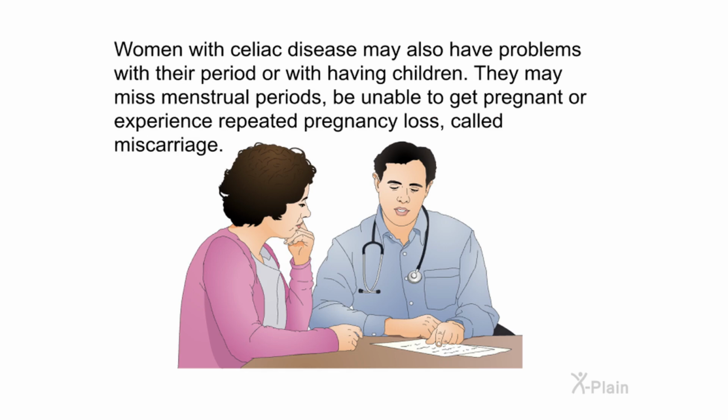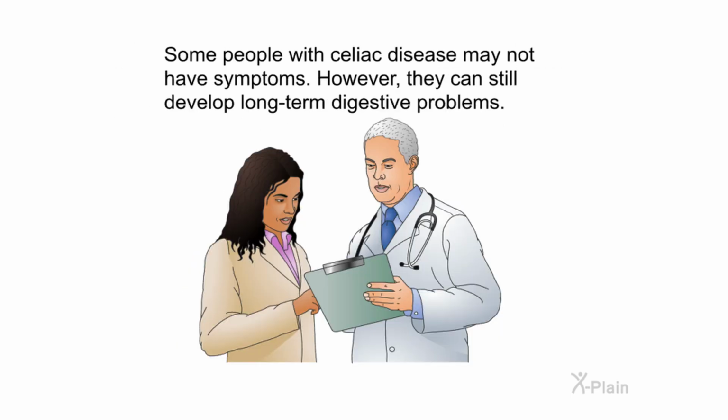Women with celiac disease may also have problems with their period or with having children. They may miss menstrual periods, be unable to get pregnant, or experience repeated pregnancy loss, called miscarriage. Some people with celiac disease may not have symptoms. However, they can still develop long-term digestive problems.